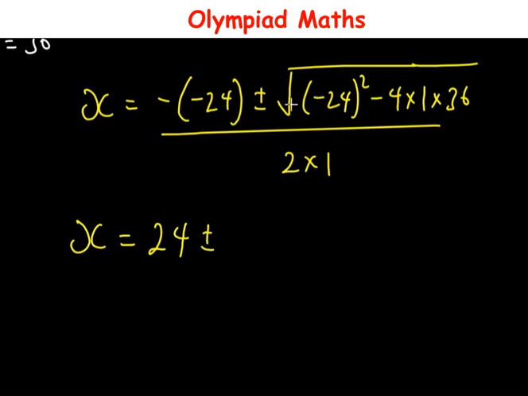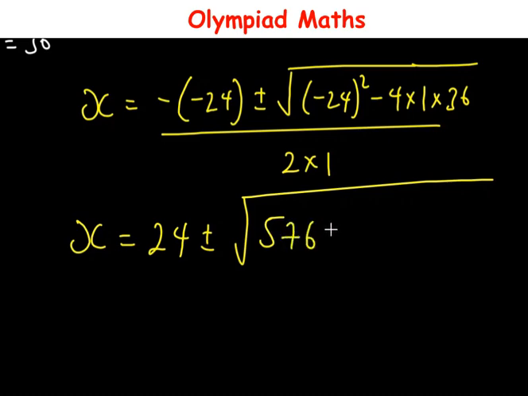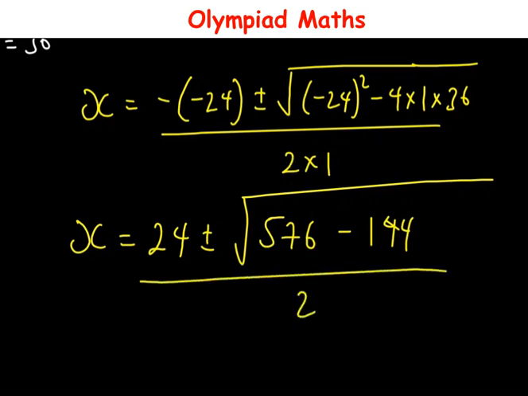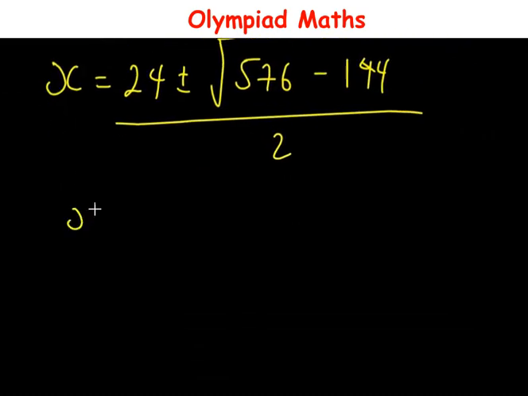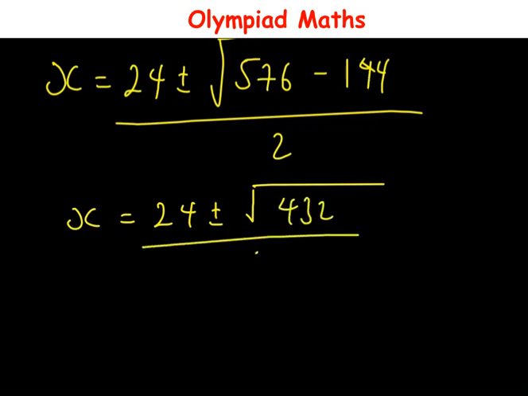So from here, the value of x is equal to, minus times minus is plus, so plus 24 plus or minus the square root of minus 24 squared. Minus squared is minus times minus, which is simply plus, and 24 squared is 576, then minus 4 times 1 times 36, which is 144, all over 2 times 1, which is 2. So from here, the value of x is equal to 24 plus or minus the square root of 576 minus 144, which is 432, all over 2.